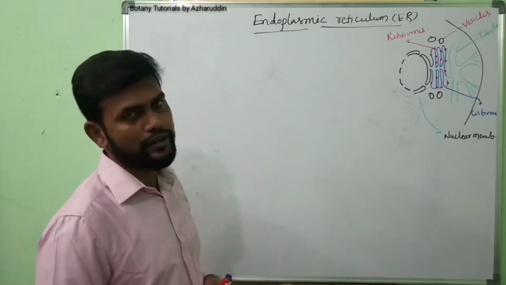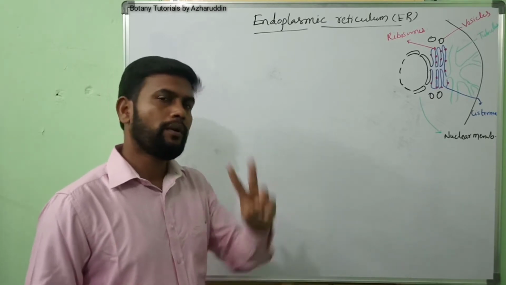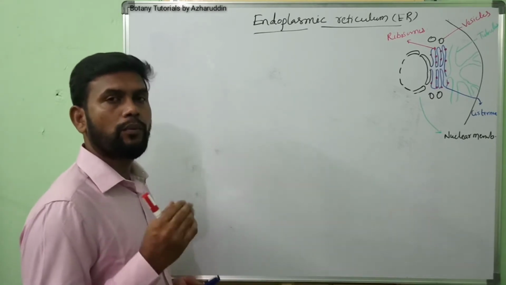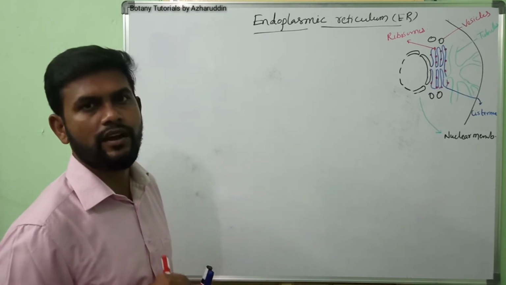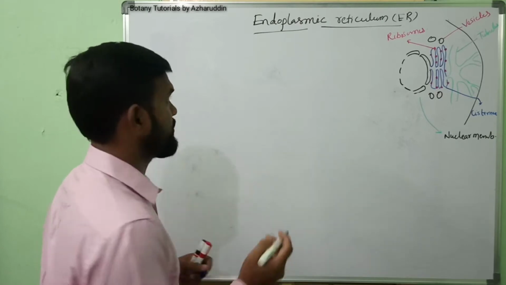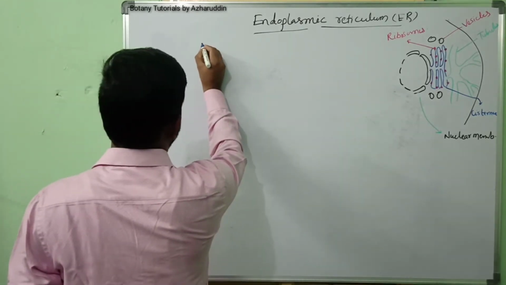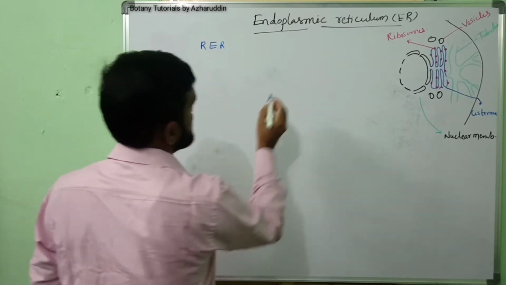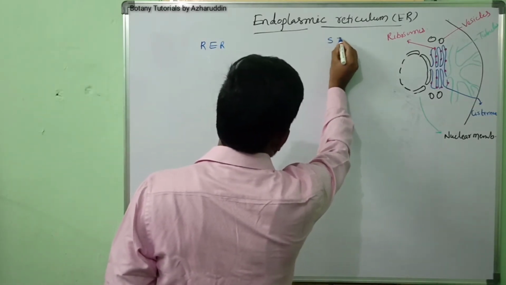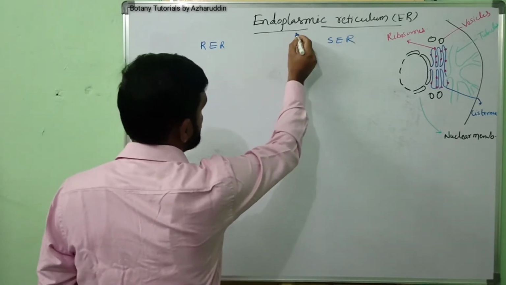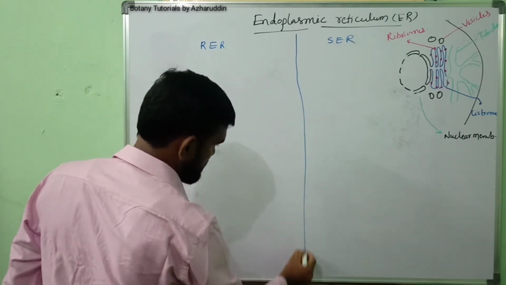The endoplasmic reticulum can be classified into mainly two types based on function, position and the presence or absence of ribosomes. They are rough endoplasmic reticulum and smooth endoplasmic reticulum. Mainly these two types are present.